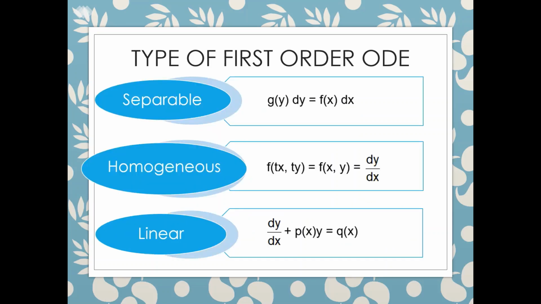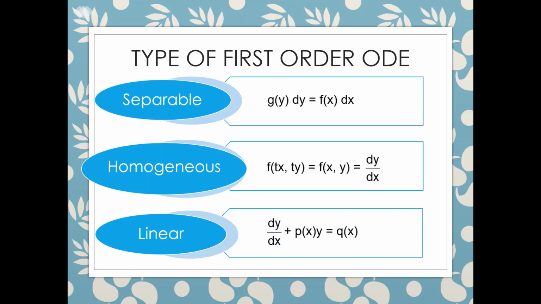The first order ODE is separable if we can separate the variables. For example, if given x and y in the equation, if we can move all the y terms to one side and all the x terms to the other side, that means it is separable.